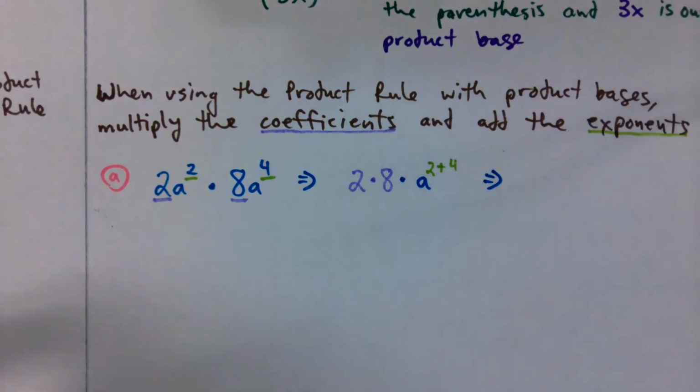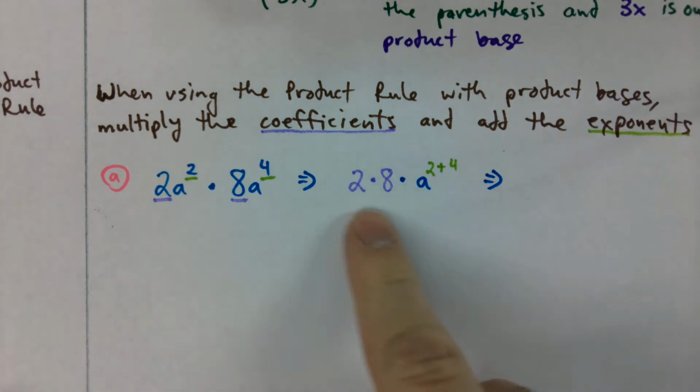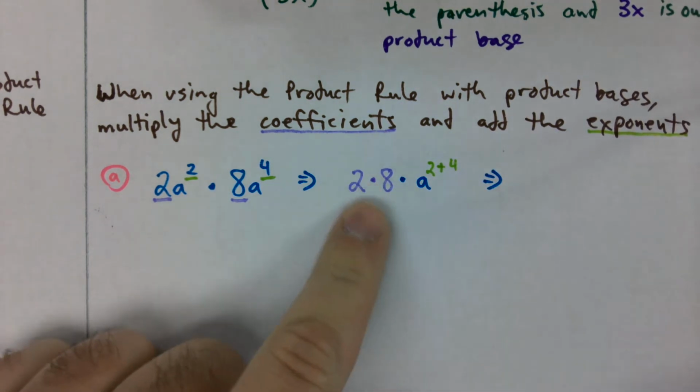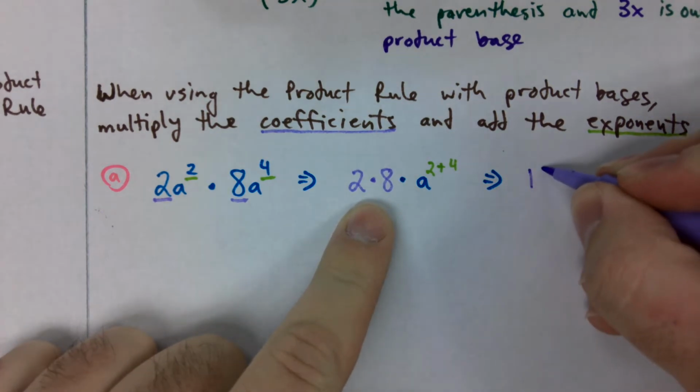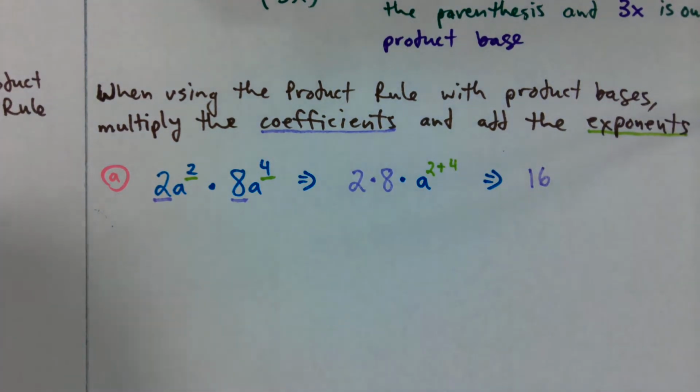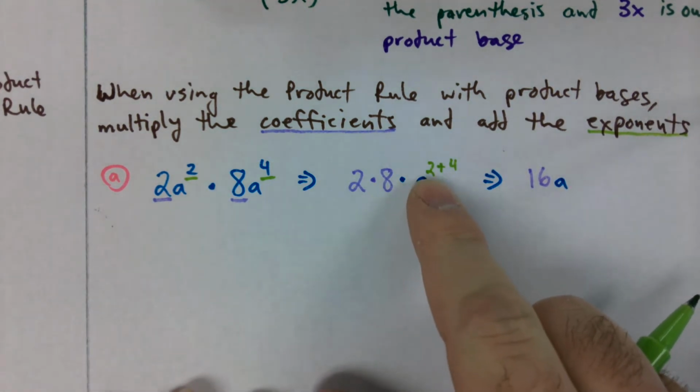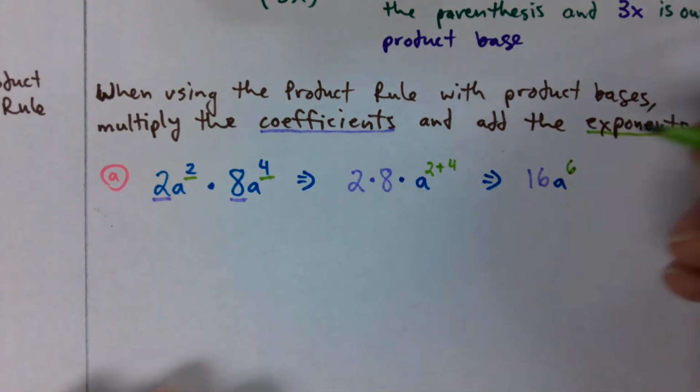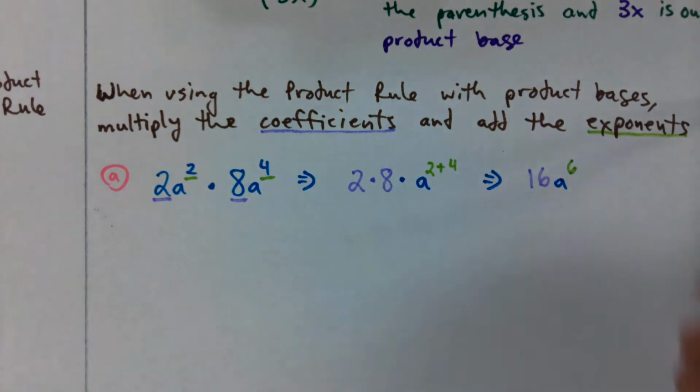So our new coefficient becomes 2 times 8, which is 16. Our new coefficient is 16. Our variable stays the same. And our new exponent is 2 plus 4, which gives us 6. And that's our final answer: 16a to the 6th.